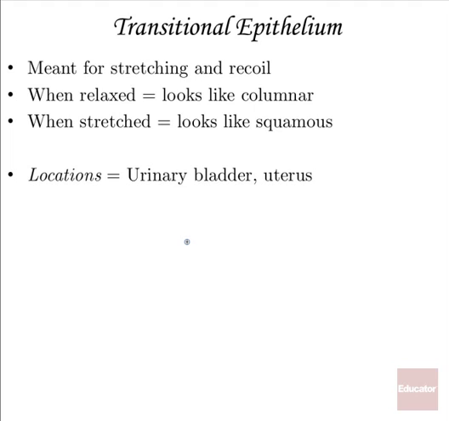Transitional epithelium, meant for stretching and recoil. You have certain structures in the human body, certain organs, where you need it to expand and then go back once whatever was inside of it has left. So when relaxed, it looks a lot like columnar.